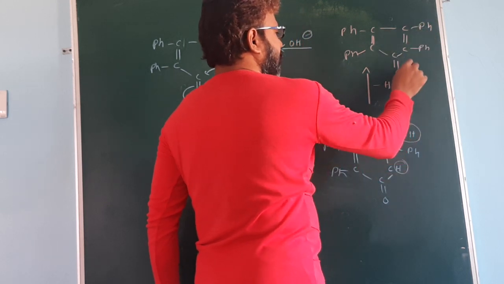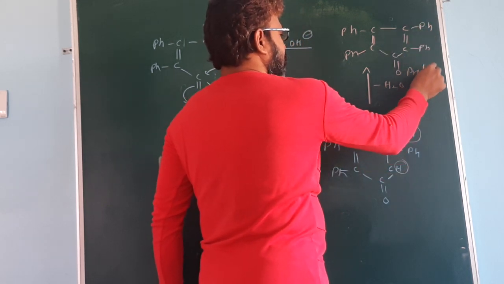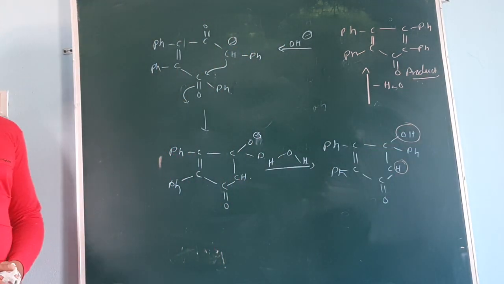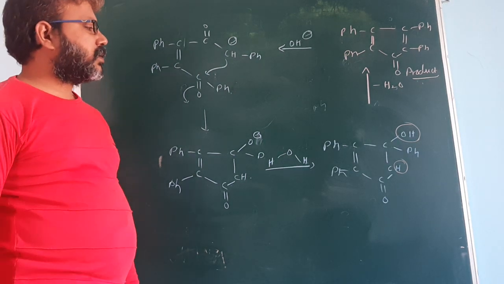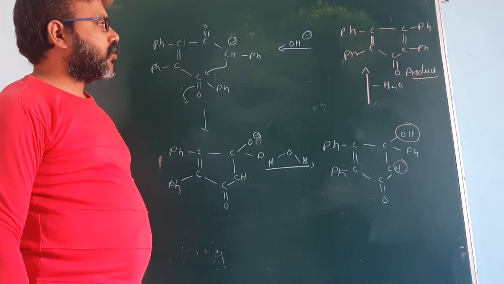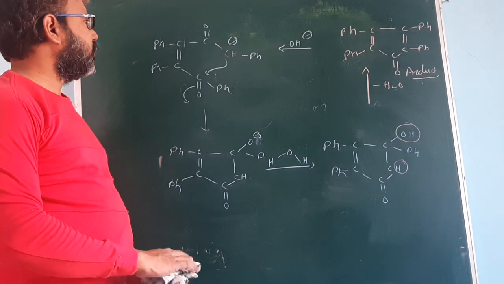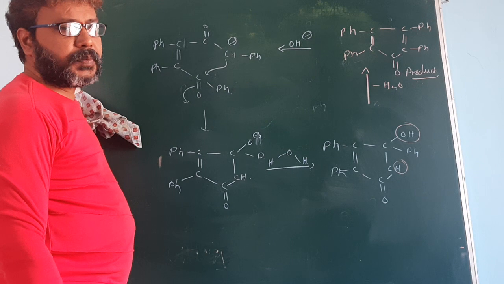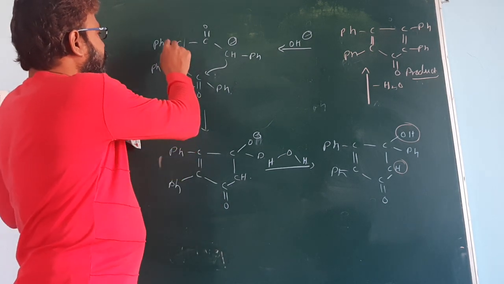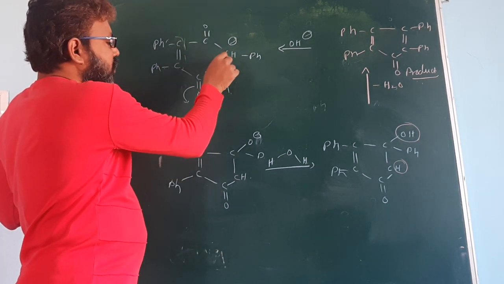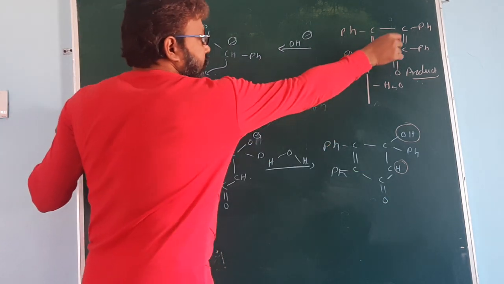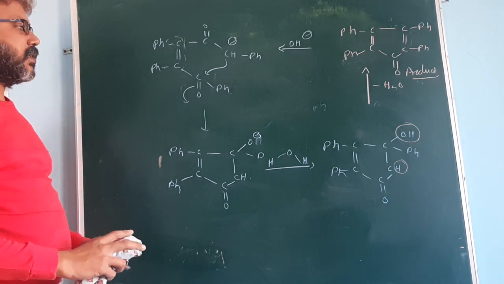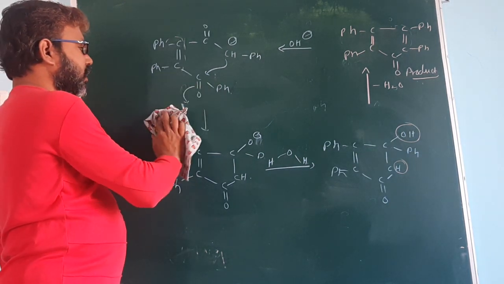You get the final product. This is the product. So this condensation is called double aldol condensation. Okay, in this reaction, two aldol condensations take place. This is the first aldol condensation and this is the second aldol condensation. That's why this reaction is called double aldol condensation.